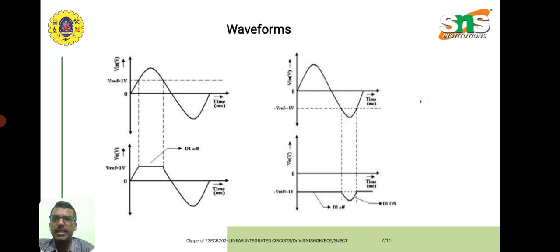Similarly, in the right side topmost diagram, we are taking V reference as negative, that is minus 1 volt, and we see how the Vi input is produced as the output through the positive clipper.